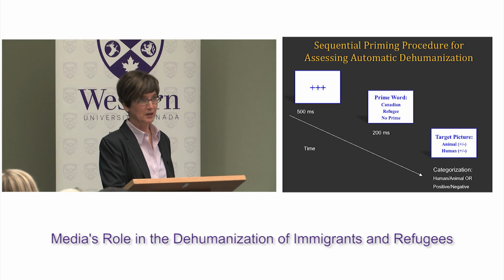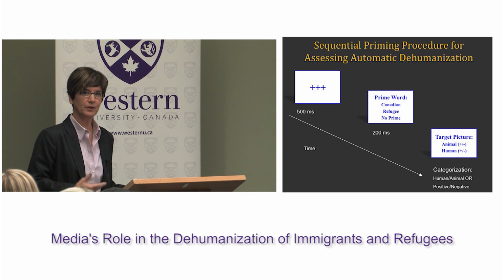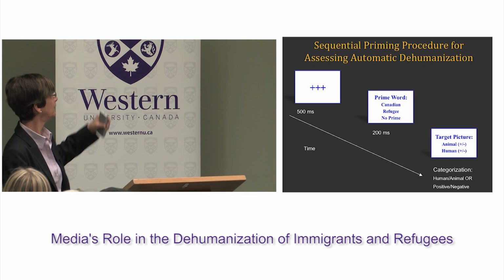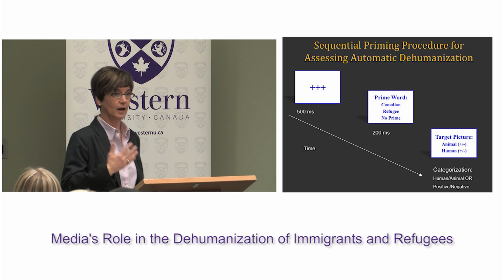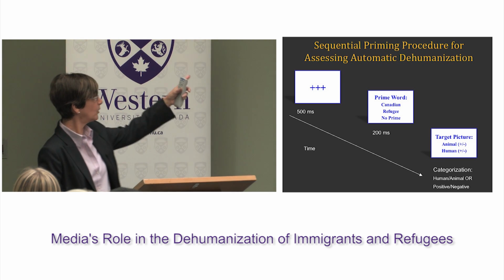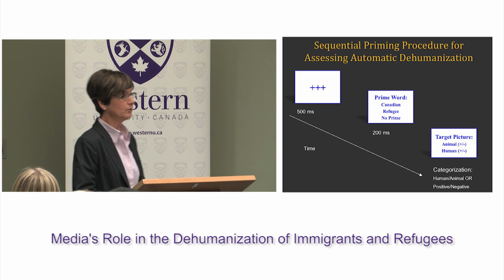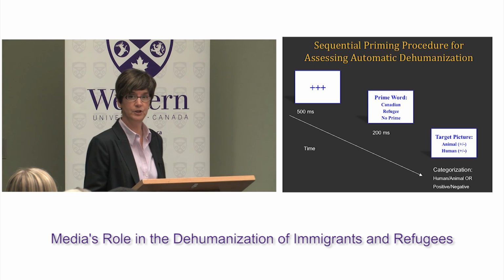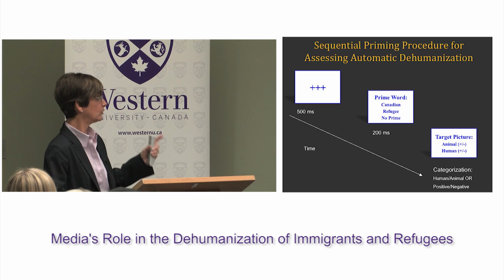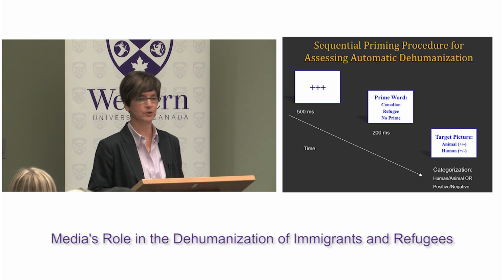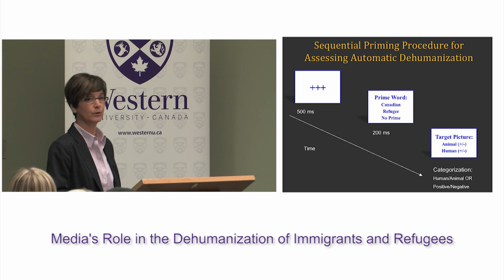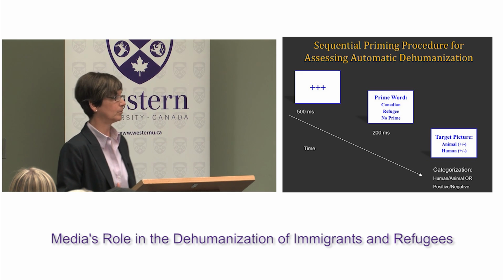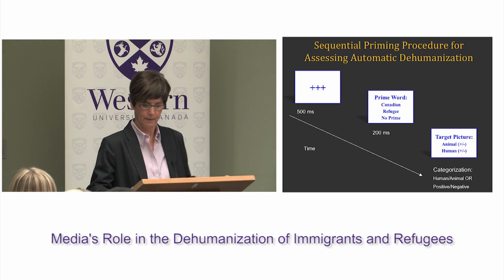Okay, so this just is a depiction of what the procedure is. And basically you come into the lab and you're looking at a computer screen, and the first thing you see are these plus signs on the screen for 500 milliseconds. And you're supposed to focus on those, and then very quickly a word comes up. 200 milliseconds, so you don't really necessarily even know you're seeing this word, and the word is either Canadian, refugee, or no word. And then you're told that your task is to categorize some pictures. The pictures are either pictures of humans or animals, and the categorization task is either that you're categorizing them as humans or animals, or you're categorizing them as positive or negative.